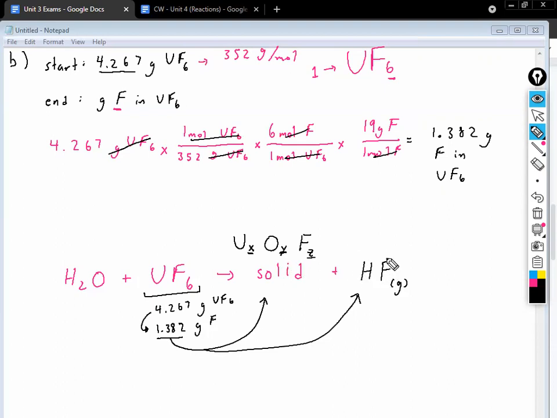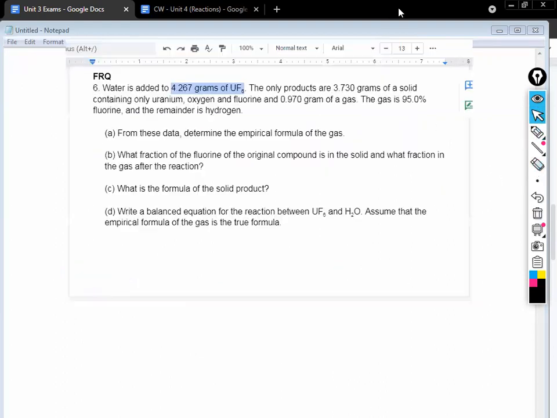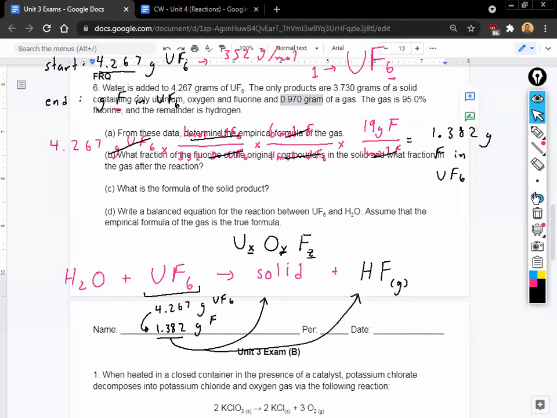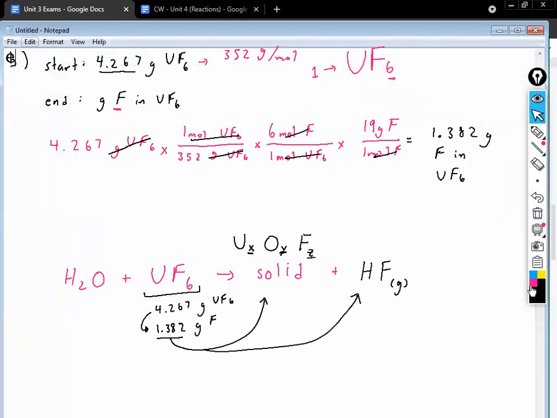But we do know the empirical formula for HF. Okay, and in addition to that, if you guys take a look at the problem, we know how much gas we have. How much gas do we have? Yeah, we have 0.97 grams of the gas. And so what that means is, we know we have 0.97.